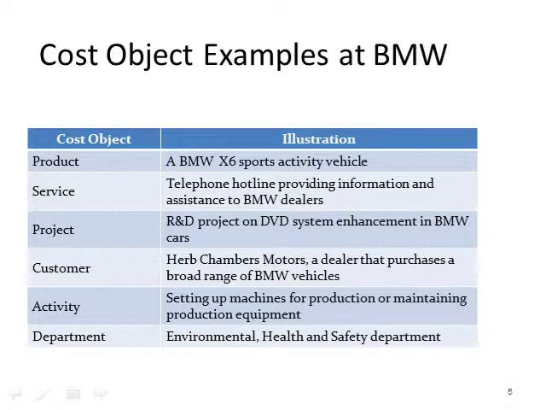Maybe we want to know the cost of a particular customer. Maybe we want to know the cost of a particular activity, and we'll talk about activity-based accounting later on. Or maybe we want to know just a departmental cost. So what does our environmental department cost us, or what does our health and safety department cost us, or what does our accounting department cost us? So as you can see, there are a lot of different dimensions to this idea of a cost objective.